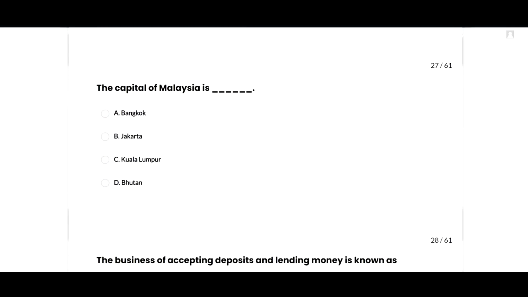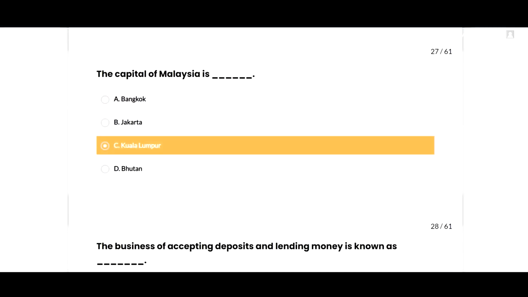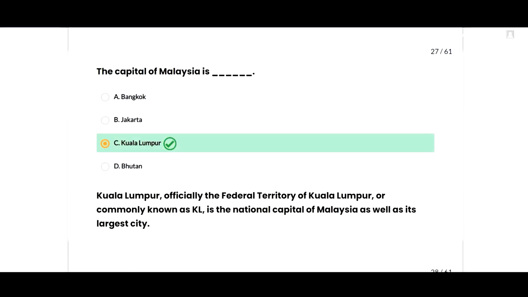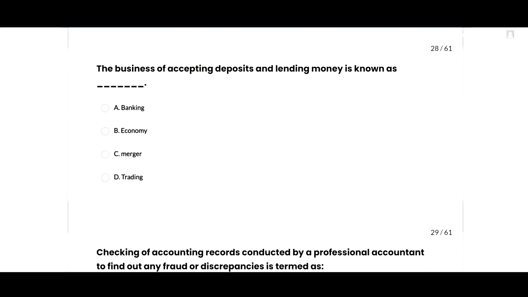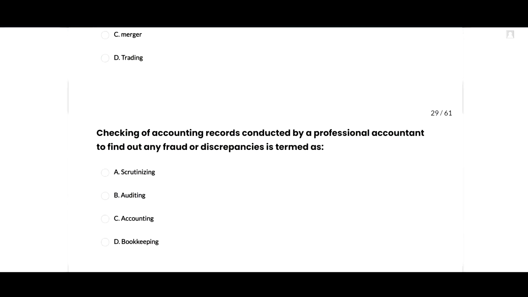The next MCQ. The capital of Malaysia is Kuala Lumpur. Kuala Lumpur, officially the Federal Territory of Kuala Lumpur, or commonly known as KL, is the national capital of Malaysia as well as its largest city. Here C option is correct. The next MCQ. The business of accepting deposits and lending money is known as banking. A option is correct.